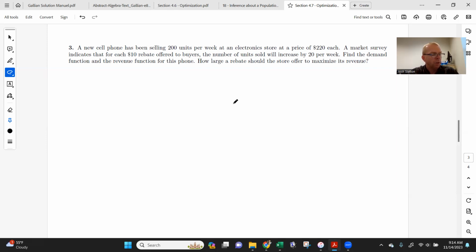All right, so this one, it doesn't say this explicitly, but we are assuming that the demand function will be linear. And so what we need to do is get a couple of ordered pairs here. So we have 200 units is going to sell at $220. Sorry, 200 units map to $220.